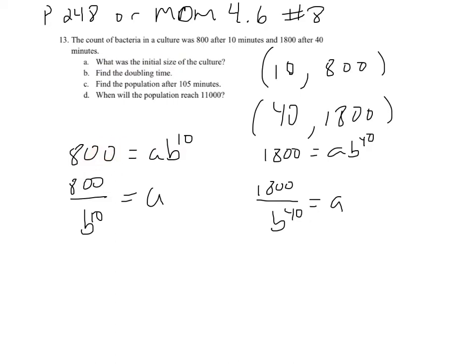I said 800 equals A times B to the 10th. And then I did 1800 equals A times B to the 40th, and I solved both for A, just like we were doing with an equation with two points. Since these are both equal to A, we'll set them equal. Then we'll write the cross products.